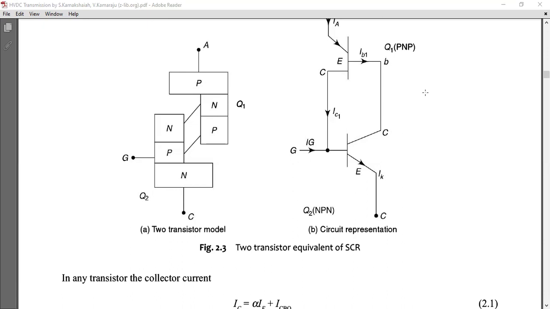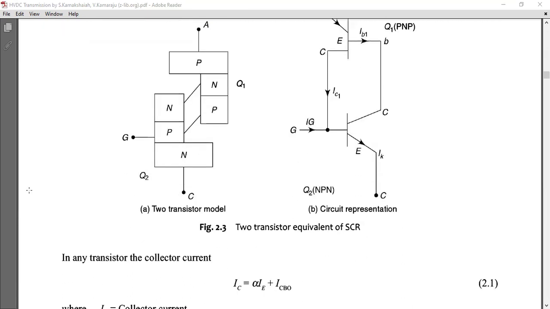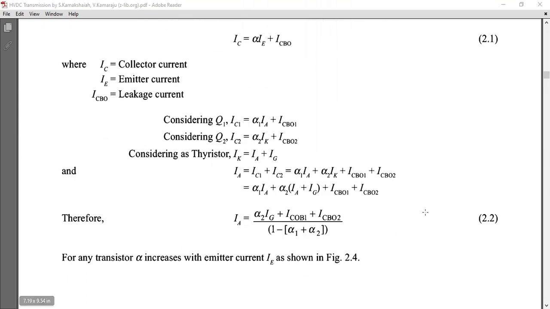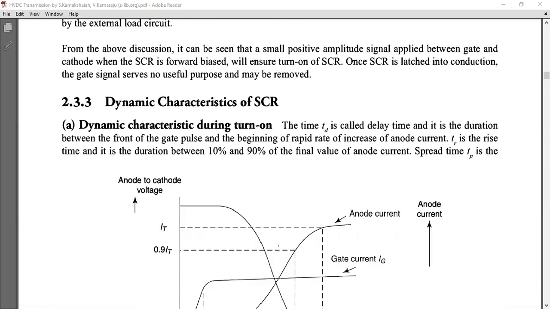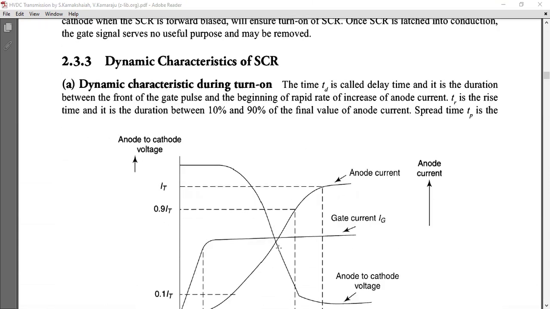Okay, so see here, it is about the transistor, gate current, collector current, and emitter current. So E, B, C you are having in transistors. So see, these are the formulated values of the transistor. You can go through them. And next, now we will go to the characteristics of the SCR.